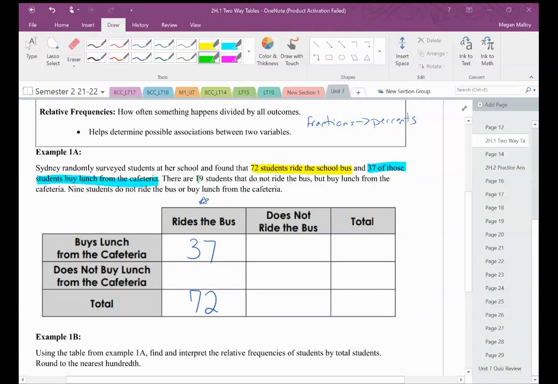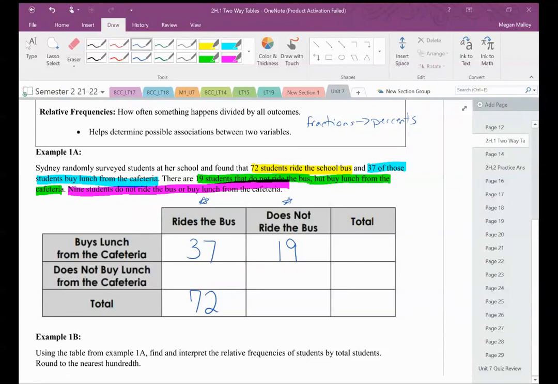From there, I get 19 students do not ride the bus, but they buy lunch from the cafeteria. So I have to look at my table and see where the column and row meet for students who do not ride the bus. So that's this second column, and that do buy lunch, so that is the first row. So I would put 19 there. And then last, I have 9 students do not ride the bus or buy lunch from the cafeteria. So that would be the second column and the second row, I would put a 9.